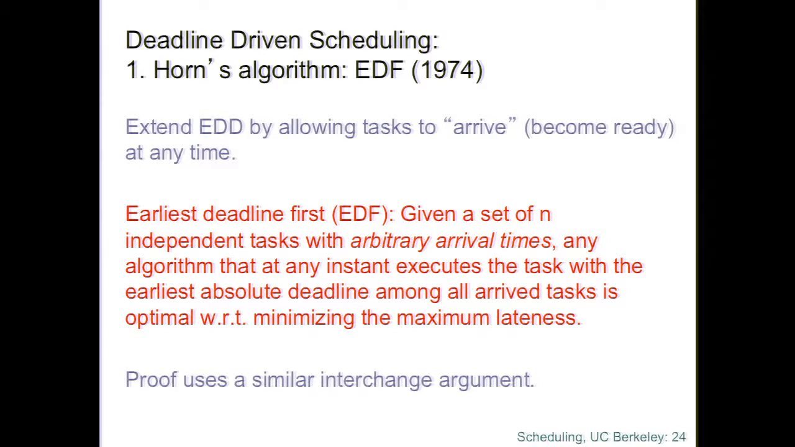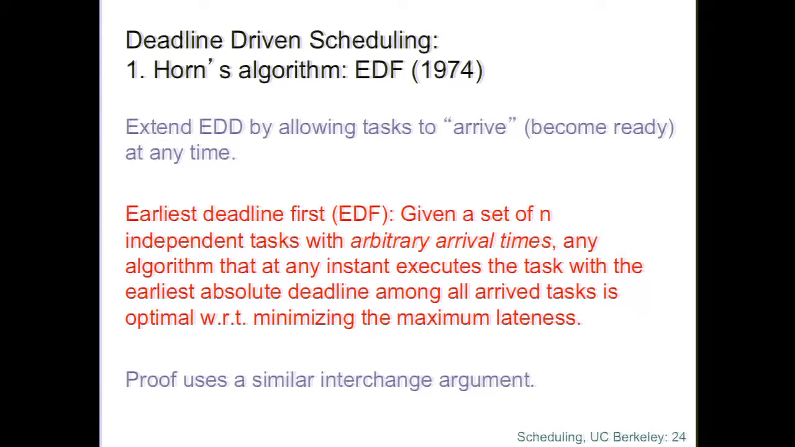So a task can arrive at an arbitrary point, meaning it becomes enabled at an arbitrary point in time. So the earliest deadline first says, given a set of n independent tasks with arbitrary arrival times, any algorithm that at any instant executes the task with the earliest absolute deadline among all the tasks that are enabled is optimal with respect to minimizing the maximum lateness. Okay? This is a preemptive schedule.